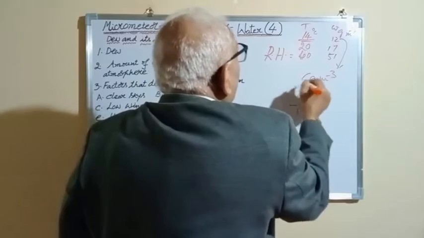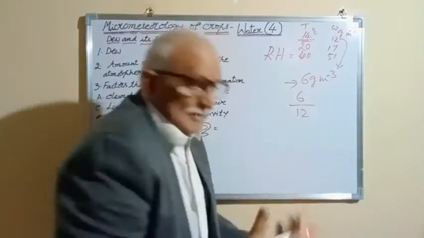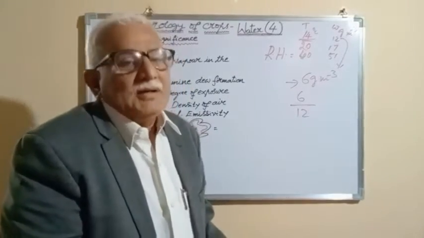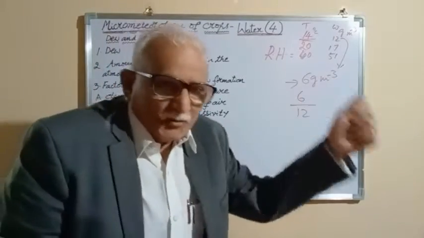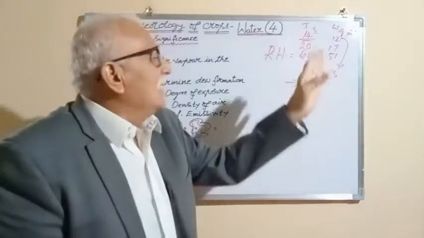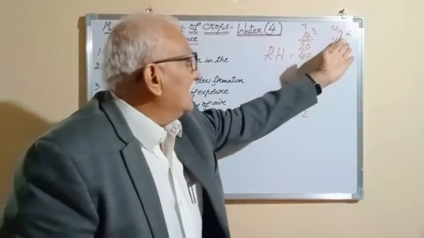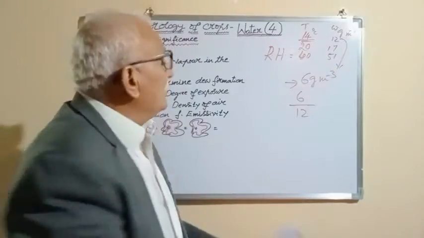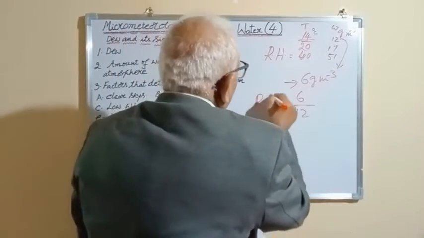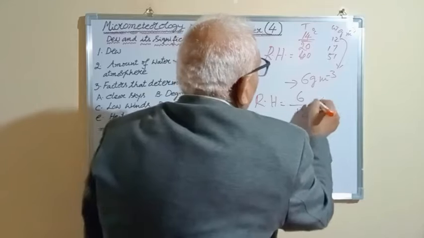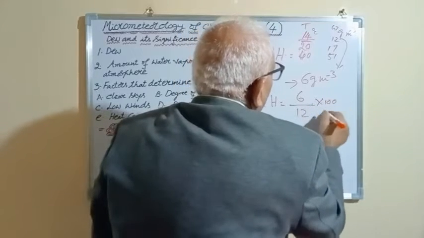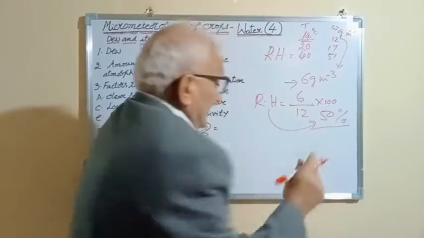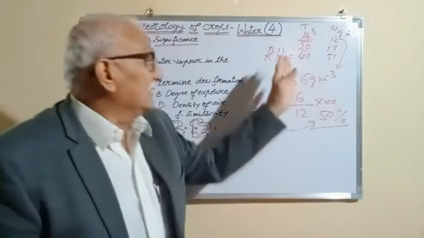But what is actually present in the atmosphere when I am taking the class in this room? In this room, 6 grams per meter cube is the water vapor. Now the temperature of this room is presumed to be 14 degrees centigrade, at which 12 grams per meter cube can be held. Now, what is the relative humidity? It is 6 by 12 into 100, so that is 50% in the room where we are taking our class. The RH is 50%. That means it is temperature dependent.